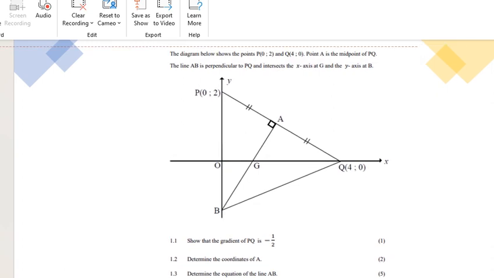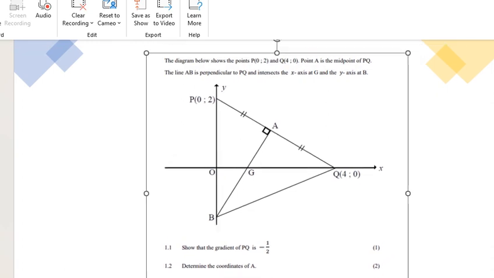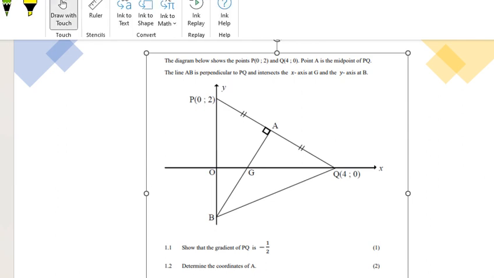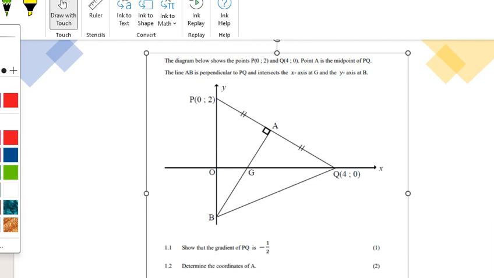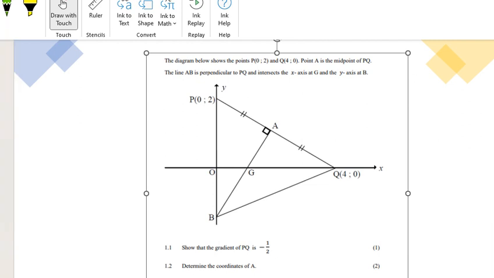Now I want to firstly show you this. The diagram below shows the point P. This is also my first time solving this. Let me use black now. I've been using green. The diagram below shows the point P and the point Q.